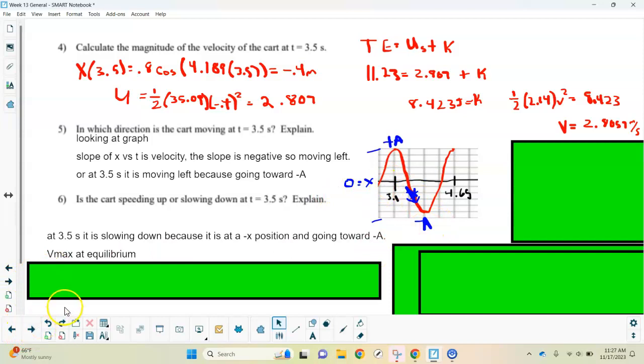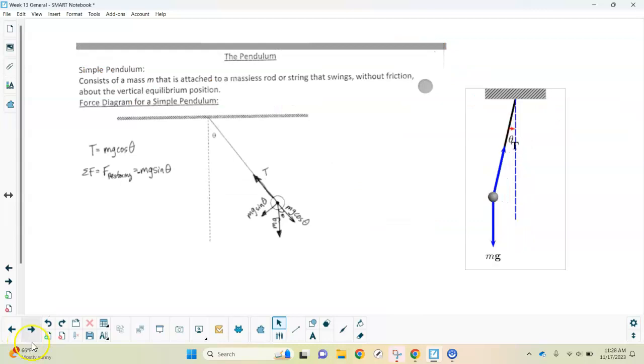So that's really just a review of that position as a function of time equation, which actually still works for the pendulum. It models the pendulum behavior, and I'll show you that in a second. So jumping into the pendulum, this is a GIF of pendulum motion. A pendulum consists of a mass M that is attached to a massless rod or string. We usually talk about strings. And there's no air resistance, no friction, no outside forces. And it oscillates about the vertical equilibrium position. So the vertical equilibrium position would just be when it was hanging straight down.